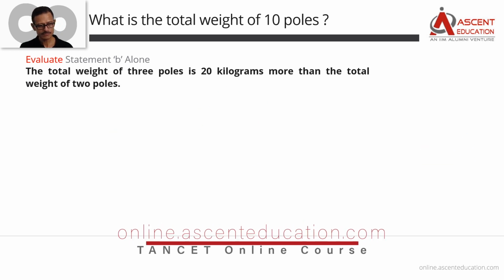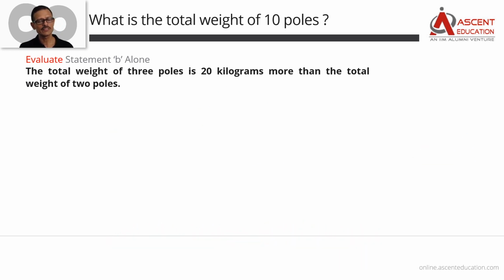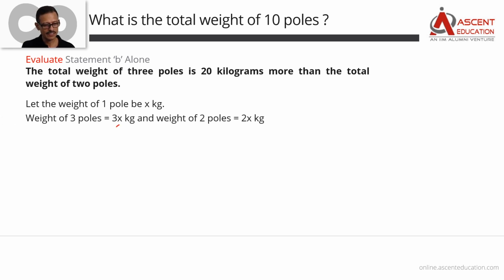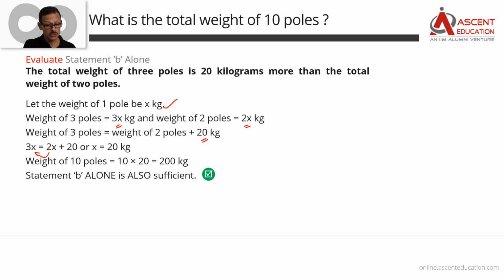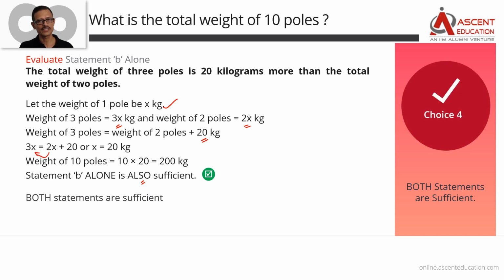Summarize it in a printed form. The weight of 3 poles is 20 kgs more than the weight of 2 poles. So we'll assign variable. The weight of 1 pole be x kgs. So weight of 3 poles will be 3x. The weight of 2 poles will be 2x. என்ன சொல்லிருக்கான்? Weight of 3 poles equals 20 kgs more than weight of 2 poles. So 3x equals 2x plus 20. Take the 2x to the left hand side. X is equal to 20. X is the weight of 1 pole. So weight of all 10 poles equals 200 kgs. Statement B alone has given us a conclusive unique answer. B alone is sufficient. ஏன்னா A யும் sufficient கண்டுபிடிச்சிட்டோம். Then the answer option is 4, which is both statements are sufficient.